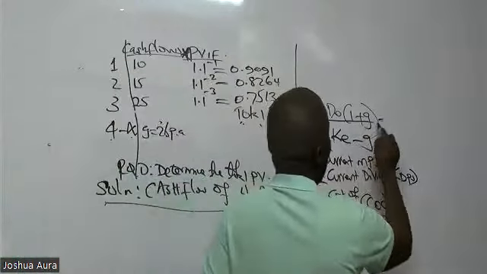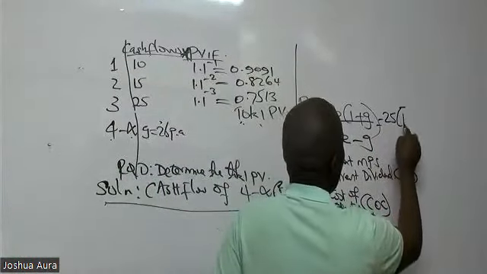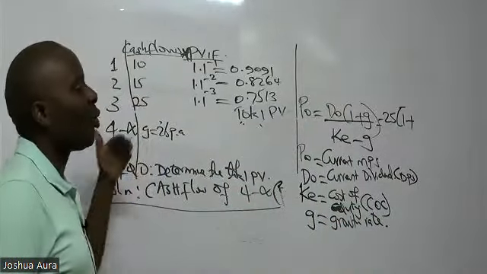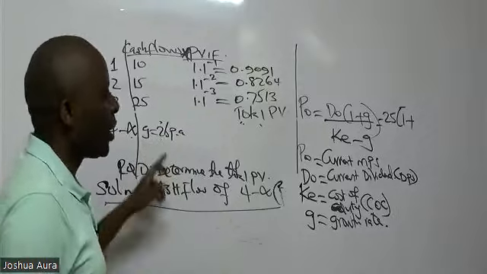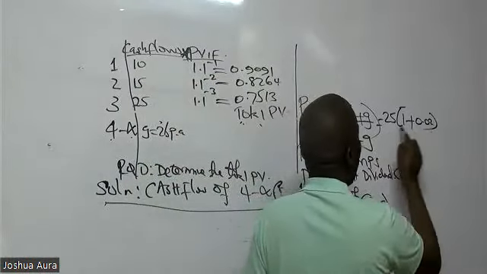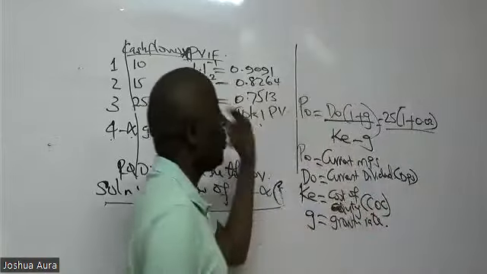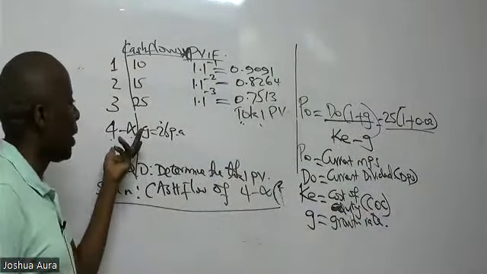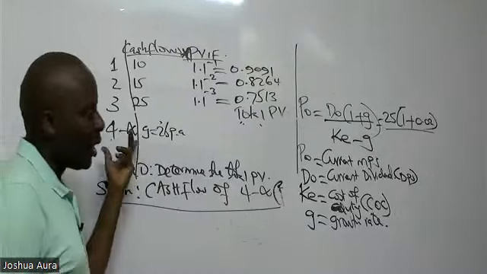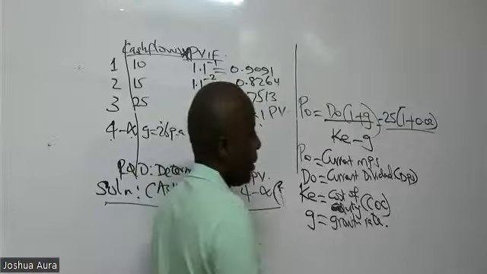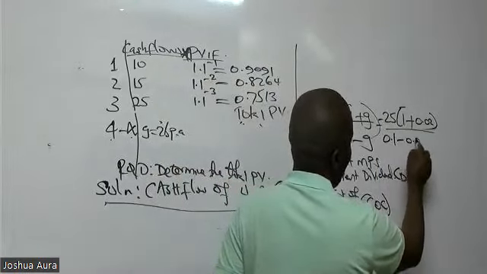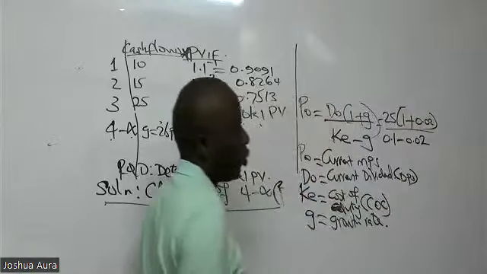We are saying that this will be 25 into 1 plus the growth rate, the perpetual growth rate. The perpetual growth rate is 0.02. So here we have 0.02 all over the cost of equity, which in our case is the cost of capital. I remember vividly that our cost of capital here was 10%. 10% is the same as 0.1 minus the growth rate, which is 0.02.